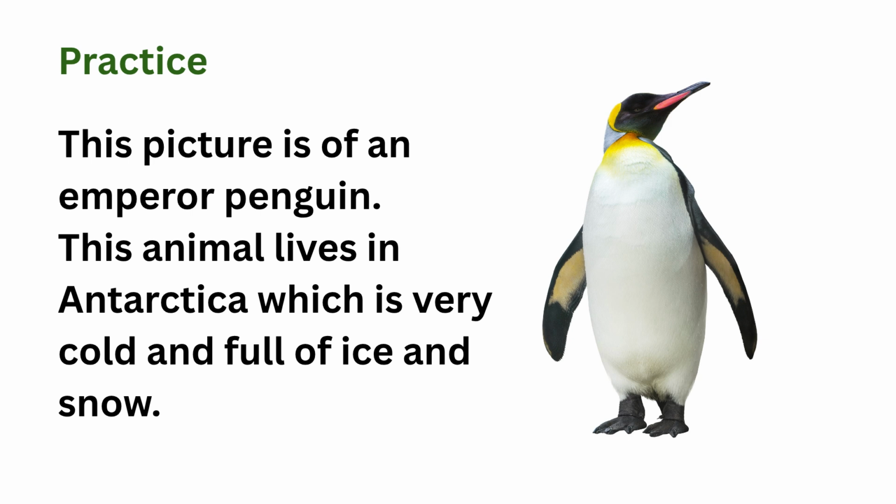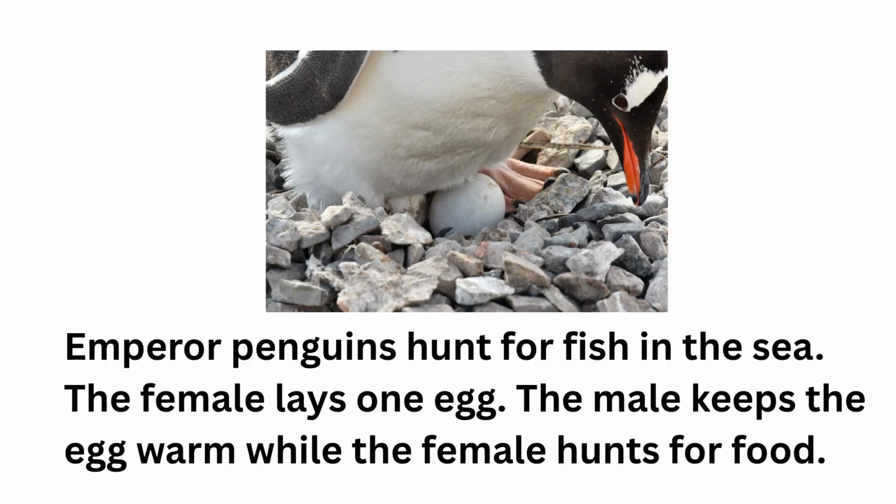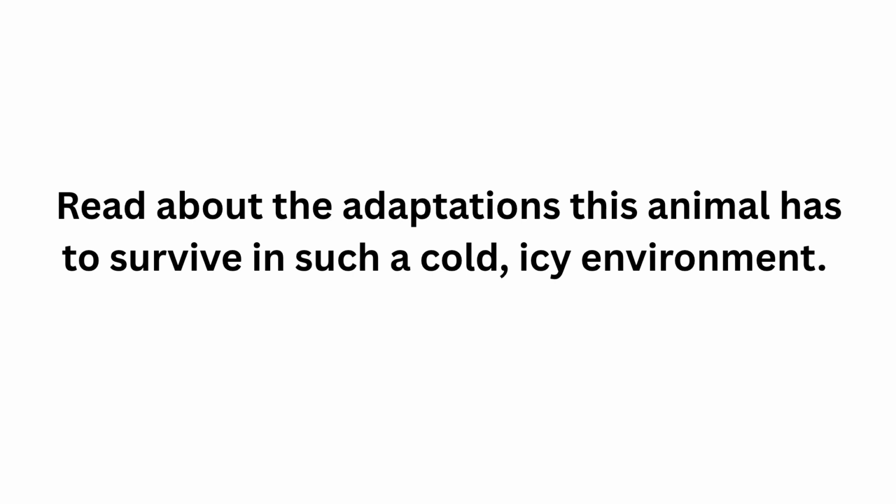This picture is of an emperor penguin. This animal lives in Antarctica, which is very cold and full of ice and snow. Emperor penguins hunt for fish in the sea. The female lays one egg. The male keeps the egg warm while the female hunts for food. Read about the adaptations this animal has to survive in such a cold, icy environment.